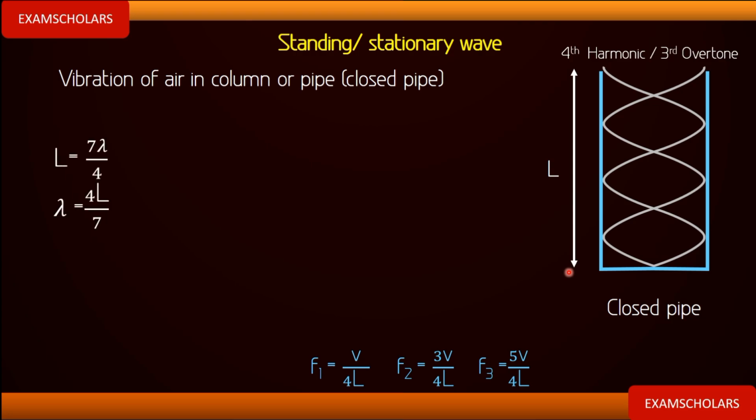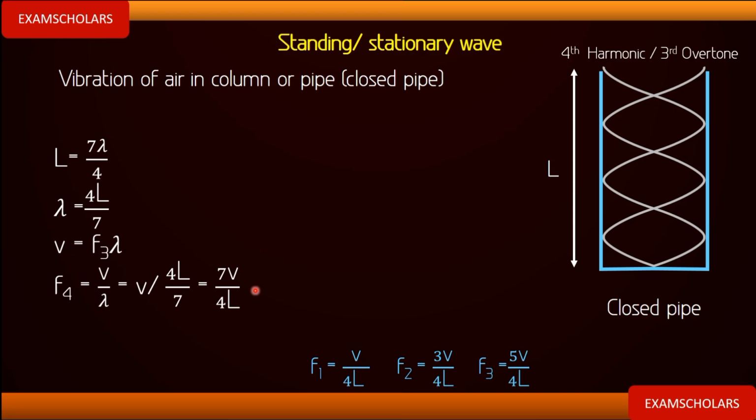Try to make your lambda the subject of the formula. So you have lambda is equals to 4L over 7. V is equals to F4 lambda. So you have F4 will now be what? V over lambda. Substitute the value of lambda inside this. So you have V over 4L over 7. So your F4 will be what? 7V over 4L. So let's just put it down here.